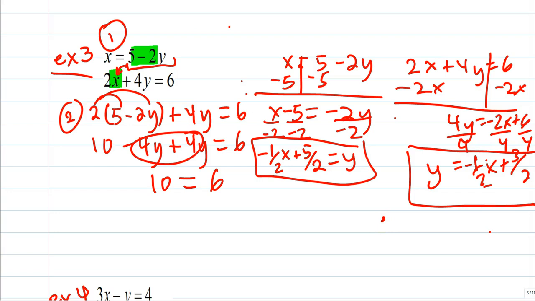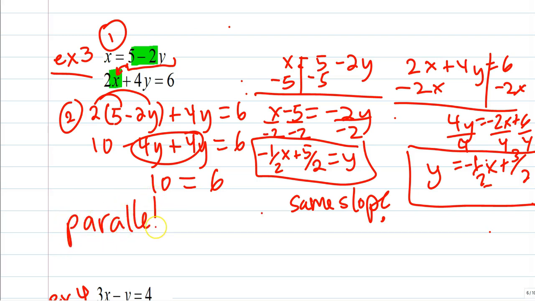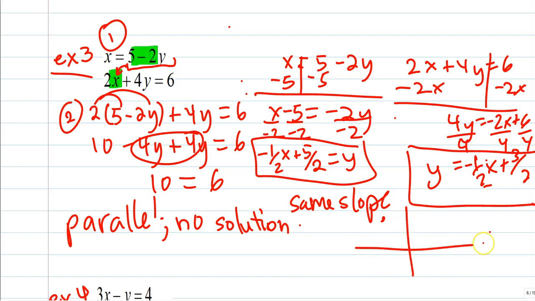These two have the same slope, different y-intercepts. These two equations are parallel. Which means what? They will have no point in common. They will have no solution. So what does this look like visually?